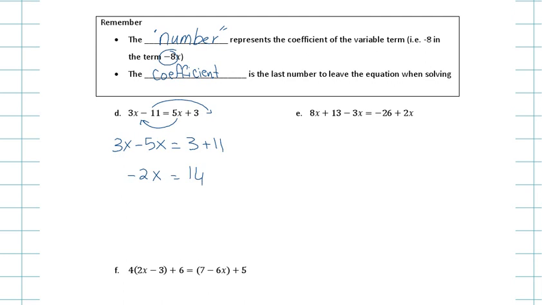How do I get rid of that negative 2? Divide the term by negative 2, okay? Because it's negative 2 times x, I have to bring this whole thing over, and it becomes a division. So it's 14 divided by negative 2, because I'm already changing the operation from multiplication to division. So you divide by the negative 2. So that is x equals negative 7.